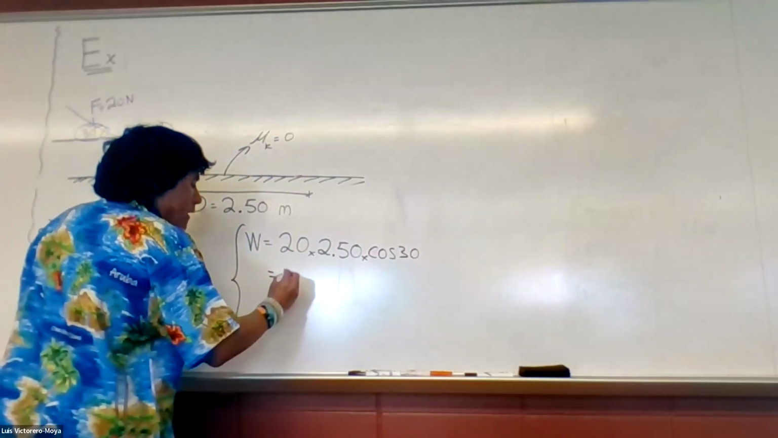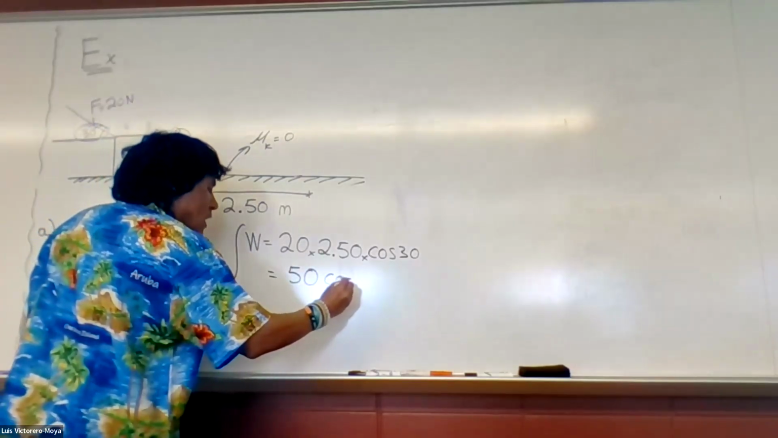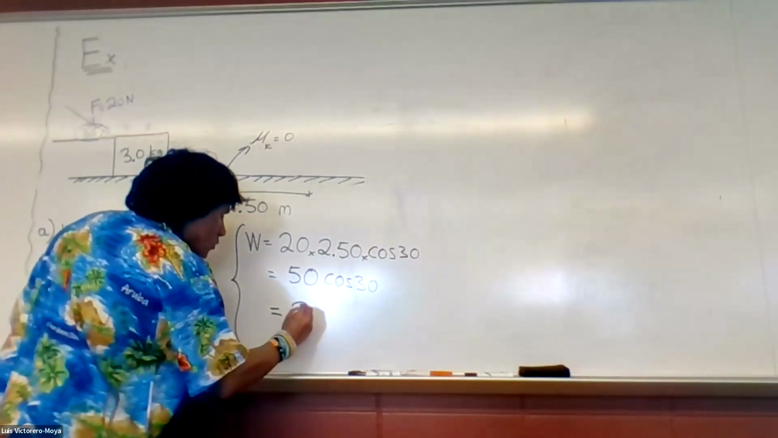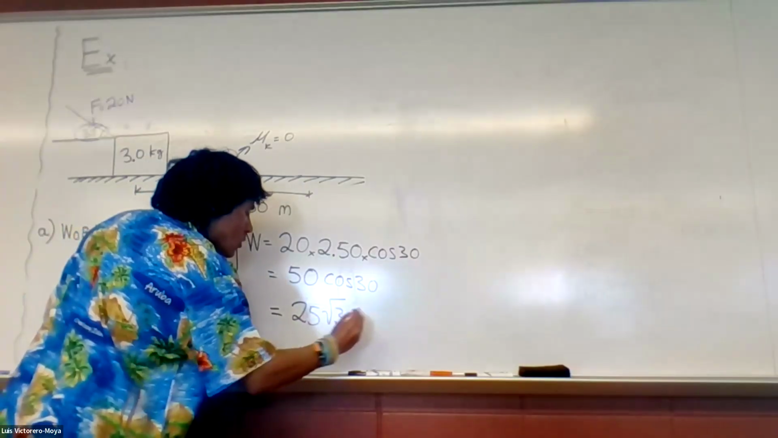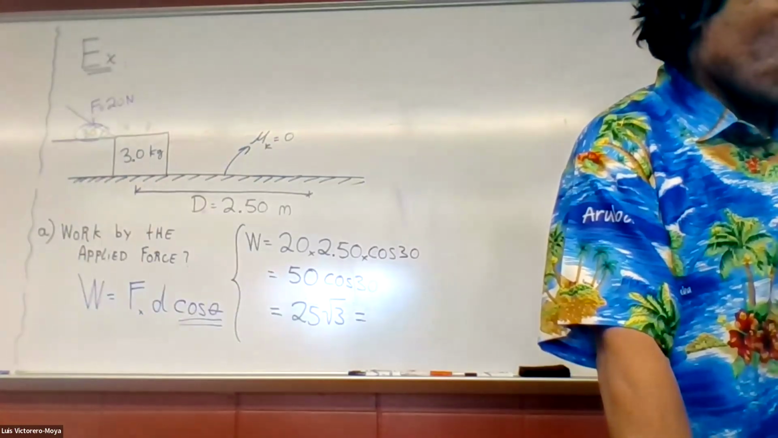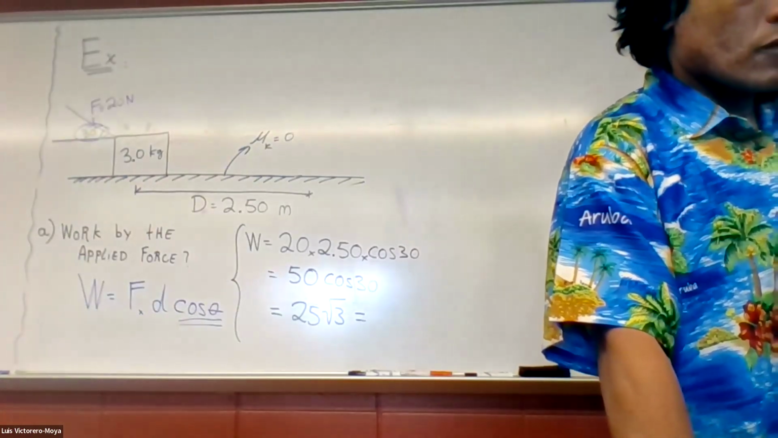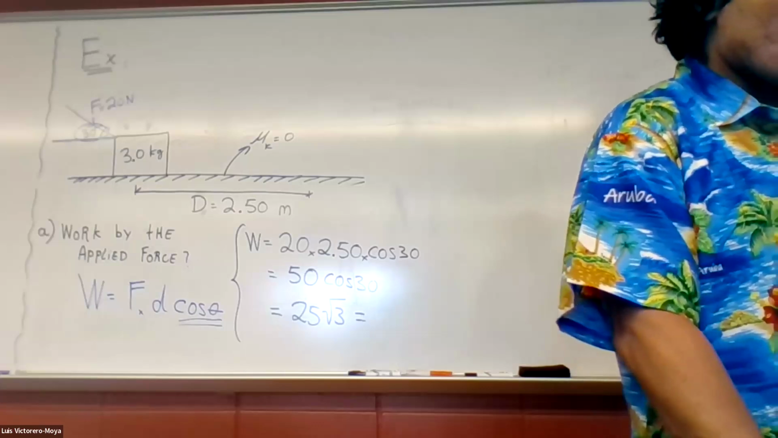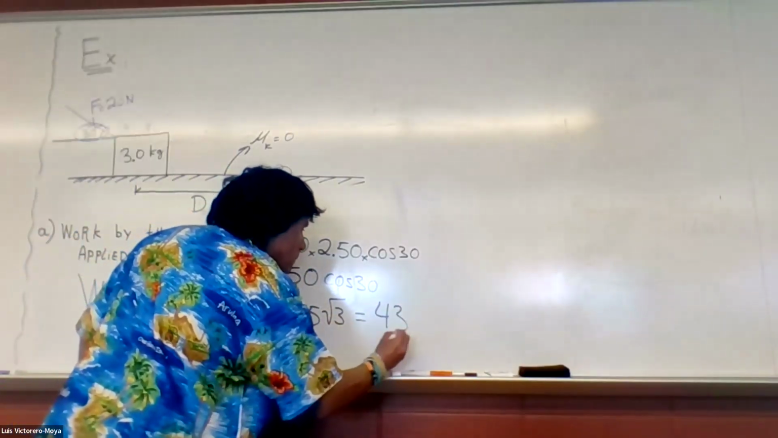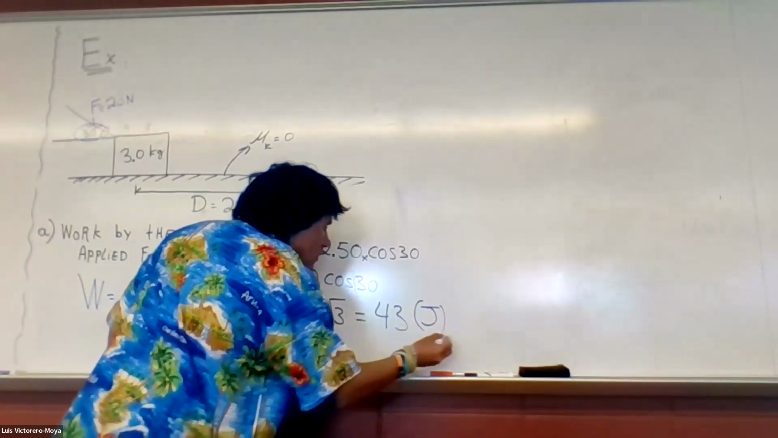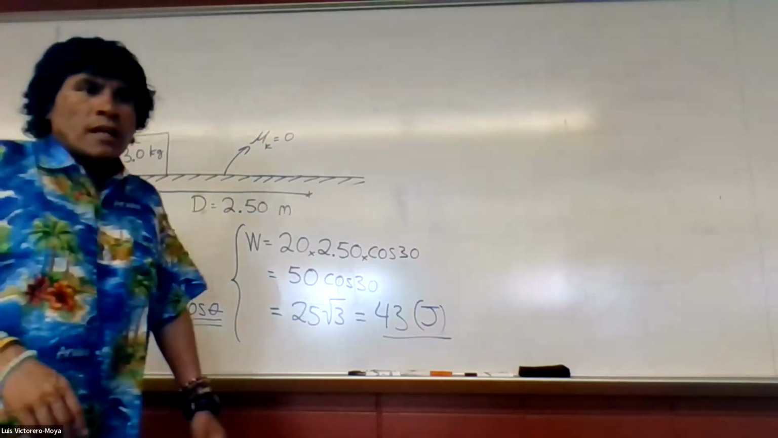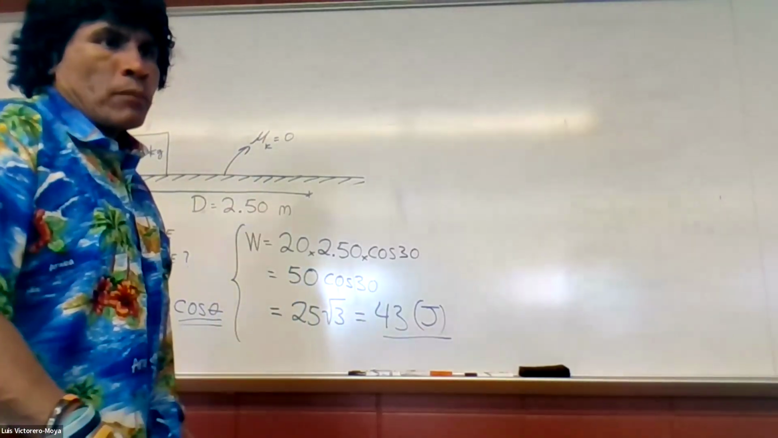So this will be 50 cosine of 30. So that's 25 root 3, which gives you 43 joules. If I round it to just 2 sig figs, 43 joules. Okay, that's easy. All right, positive work because it's going to the right, so there you have it. All right, using the definition, that's how you find the work by the applied force.